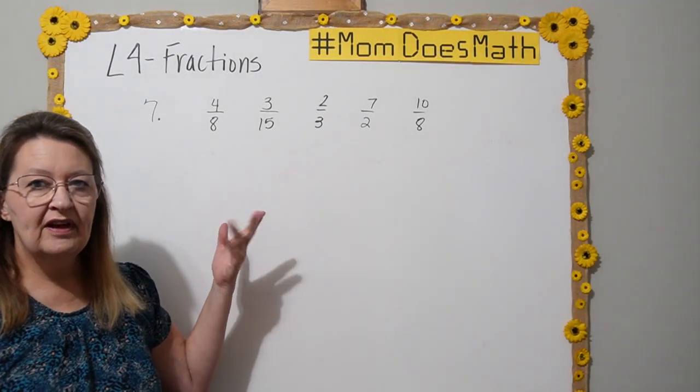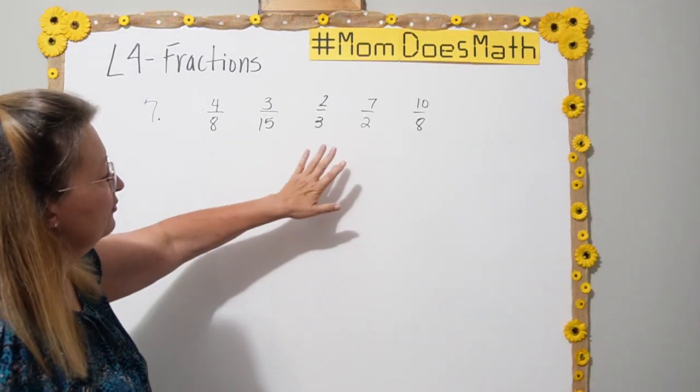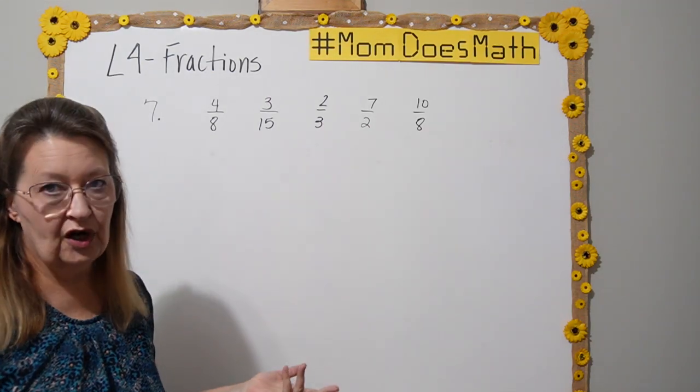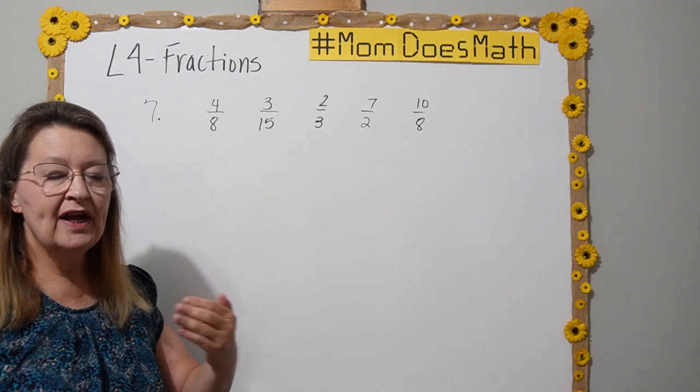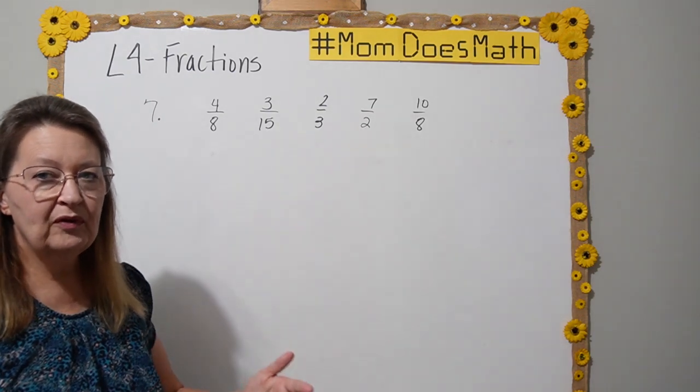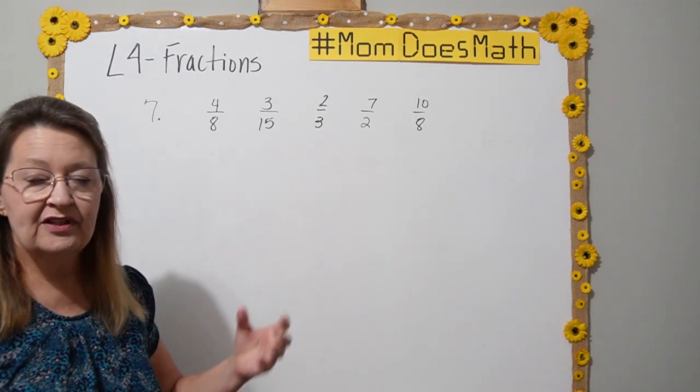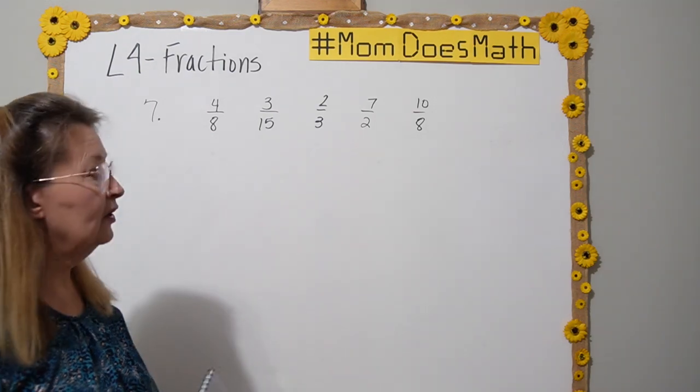So for number 7, I ask you to circle all of the fractions that are not in lowest terms. So what you do is you look at numerator and denominator and you say, is there a number that will go into both of these? If the answer is yes, then you circle it because that's not lowest terms.